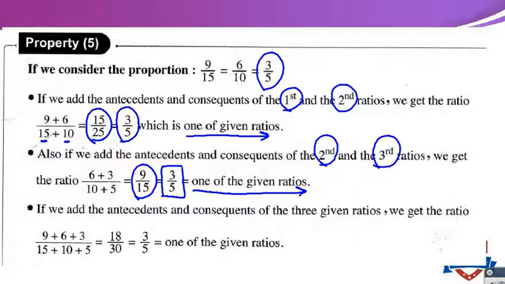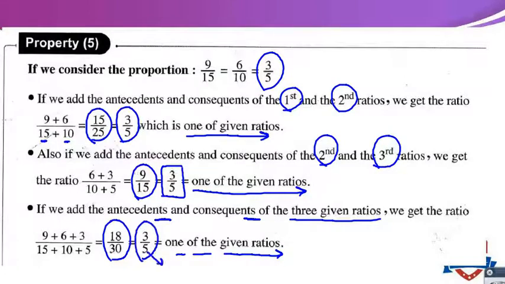Also, if we add the antecedents and the consequents of the 3 given ratios, we get the ratio. If we add the antecedents over the added consequents, it equals one of the given ratios. 9 plus 6 plus 3 over 15 plus 10 plus 5 equals 18 over 30. Simplify the ratio, equal 3 over 5. 3 over 5, one of the given ratios.